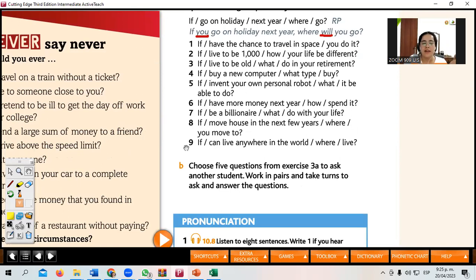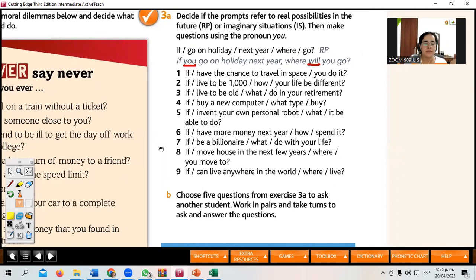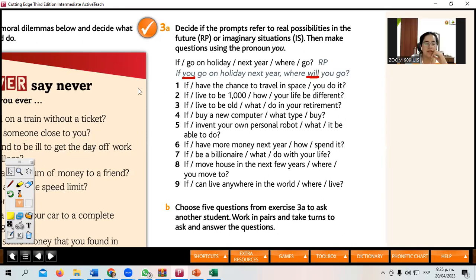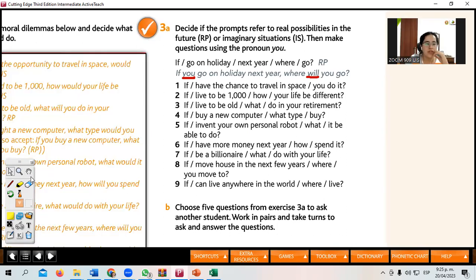And Natalia, the last, number 9. If you can live anywhere in the world, where will you live? This is more hypothetical. Estas preguntas más hipotética, ¿no? Okay, if you could live anywhere in the world, where would you live?